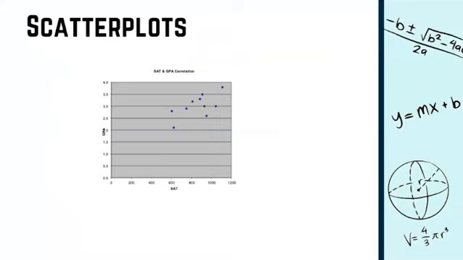From looking at this, I noticed that students who have higher SAT scores also tend to have a higher GPA. So if I drew a line right here between these points, it's going to slope upward, because it's going to show that when the SAT scores go up, the GPA is going up.